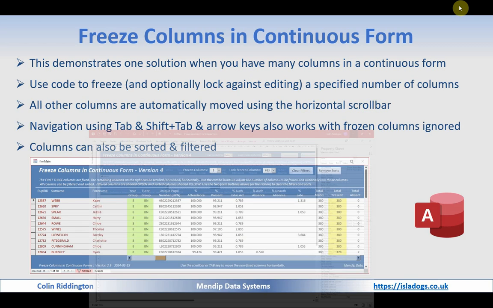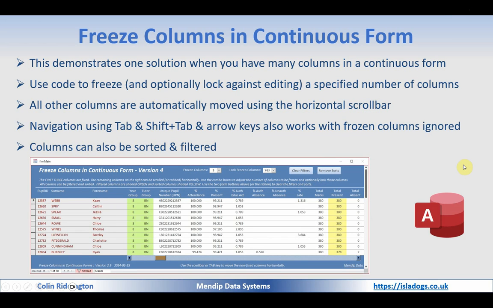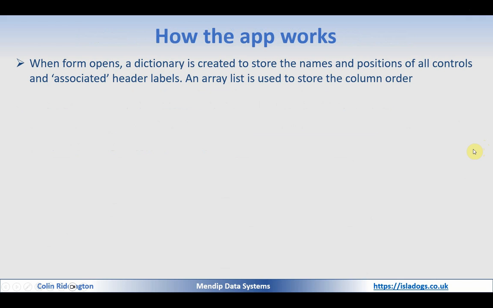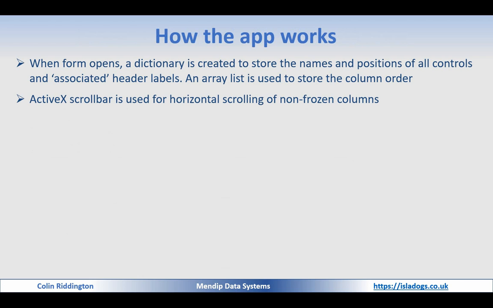And if we come out of this and back to our presentation, then just to summarize, when the form is opened, a dictionary is created to store the names and positions of all the controls and their associated header labels. We also create an array list, which is used to store the column order, and we do that in order to actually determine whether or not a particular column is frozen compared to the number of columns that are set to be frozen in the combo box. We use an ActiveX scrollbar in order to horizontally scroll non-frozen columns. We do that because we can apply code to that scrollbar.